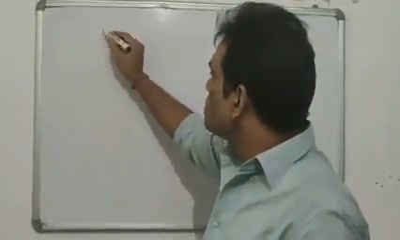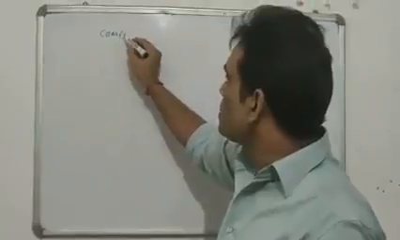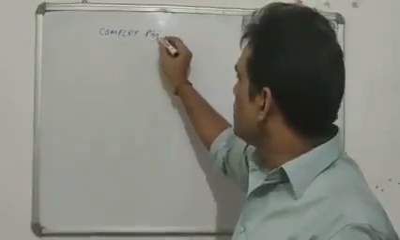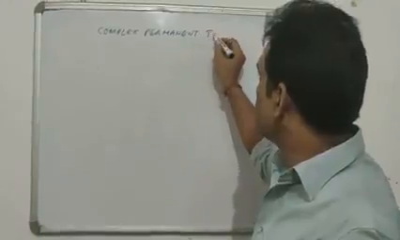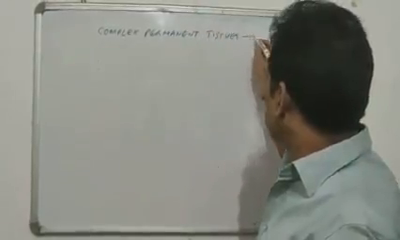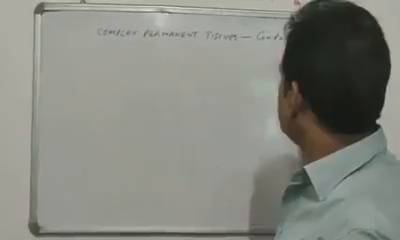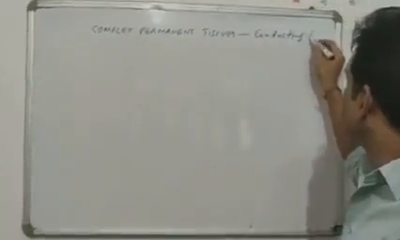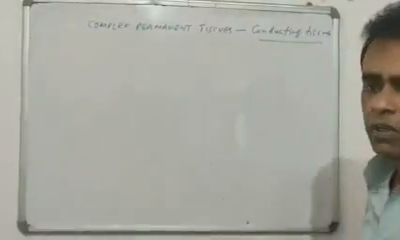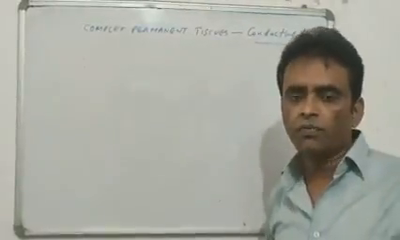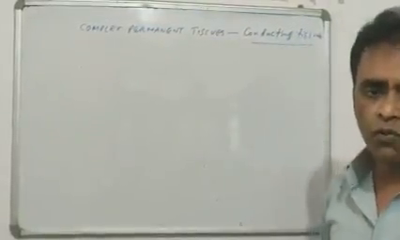Basically, the complex permanent tissues are also called conducting tissues. Why are they called conducting tissues? Because they help in the conduction of water and food from one part to another part.